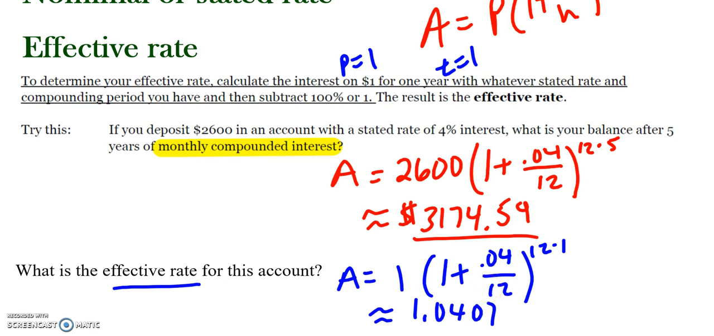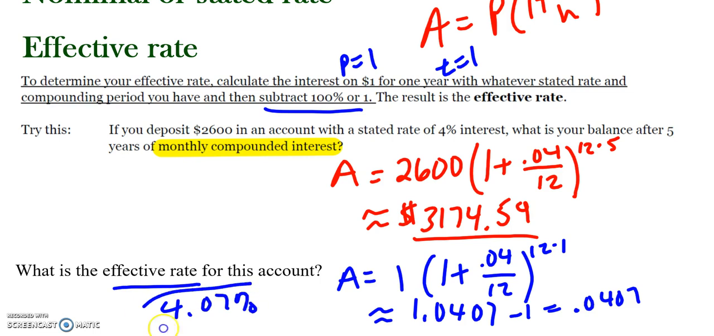Let me double check that. Okay. And then let's see what else it says up here. After we calculate the effective rate, we then must subtract 100% or 1. So if we subtract 1, we would get 0.0407, which gives us an effective rate. So again, we have to write this as a percentage, 4.07%. Convert that decimal to percent. That would be our effective rate for this account. Okay, and that concludes our lesson on natural exponential functions.